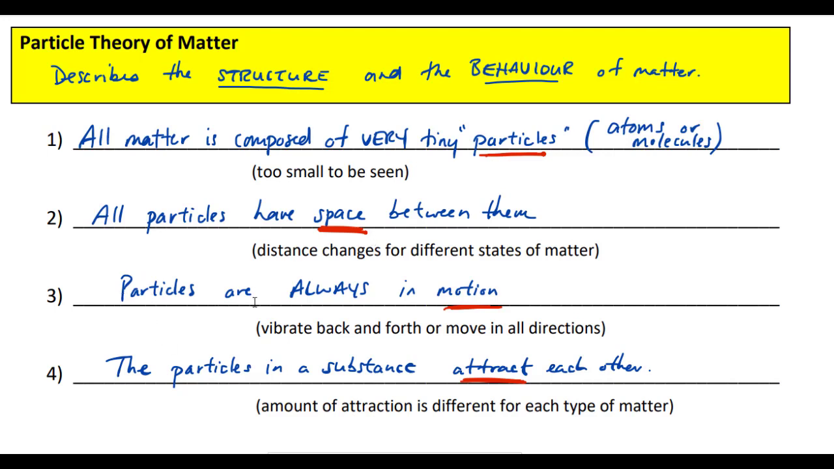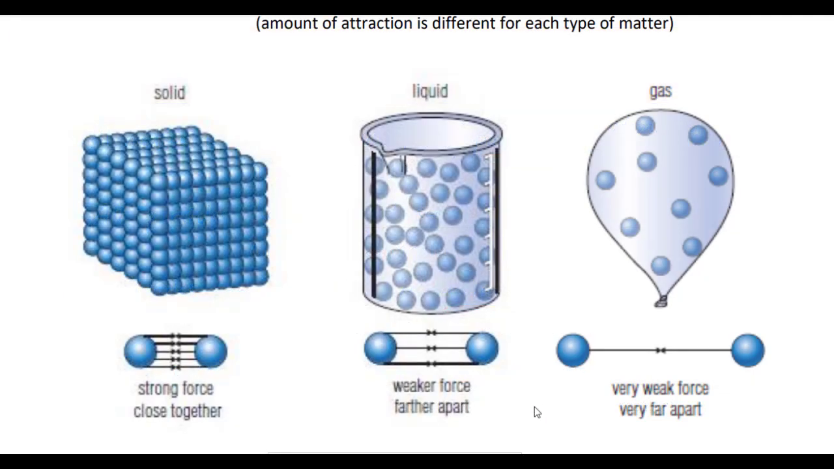Third, all particles are always moving. They are always in motion. They basically vibrate back and forth. Okay? Vibrating. Then we would say that the particles in a substance are attracted to each other. They want to stick together, right? So please commit all 4 of these to memory. Composed of tiny particles, all particles have space, the particles are always in motion, and the particles can attract each other. And here's that in visual form.